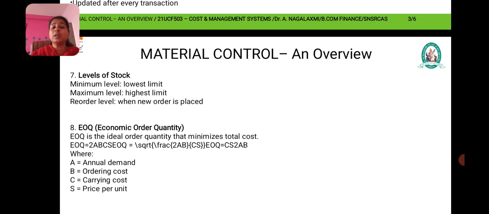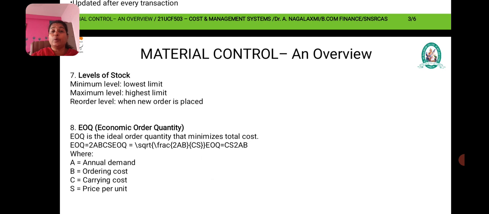Next, stock levels are to be maintained. What is the minimum level, the lowest limit of stock? What is the maximum level, that is the highest limit of stock to be in the stores? Reorder level means a level where we have to place a new order of materials. These levels are to be properly calculated and it should be properly maintained.